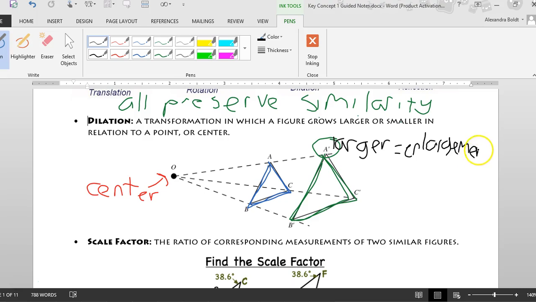So it's an enlargement, and smaller is what we call a reduction. So this was an enlargement, it got larger.